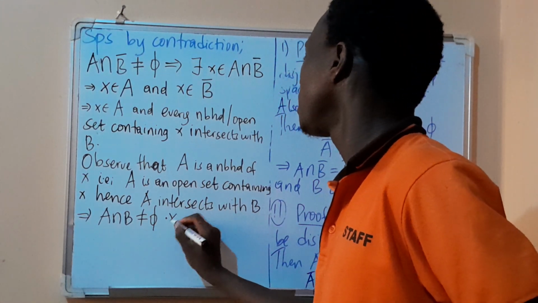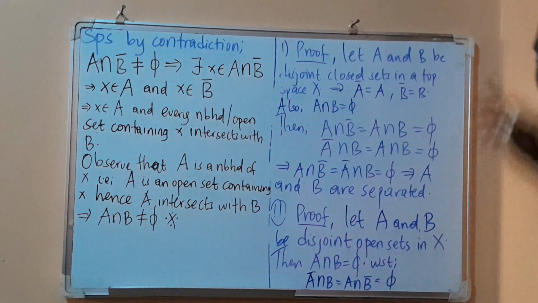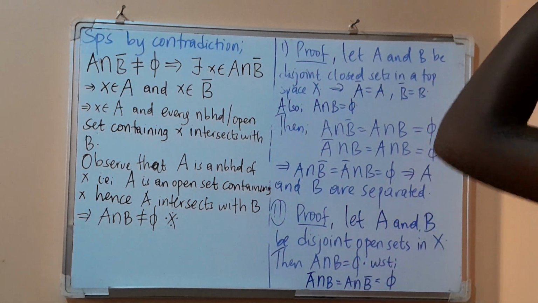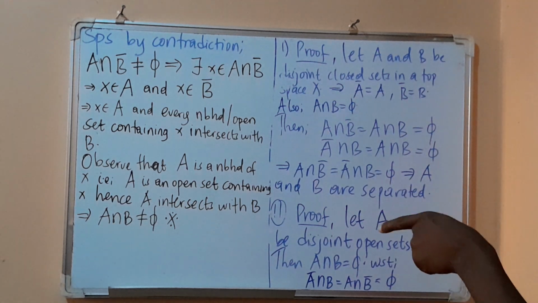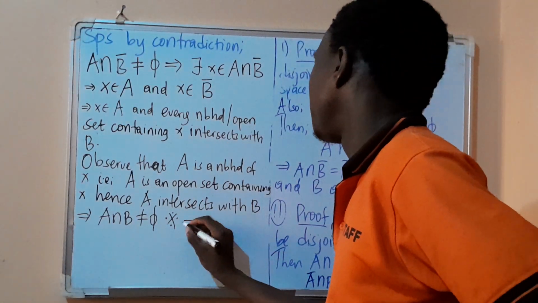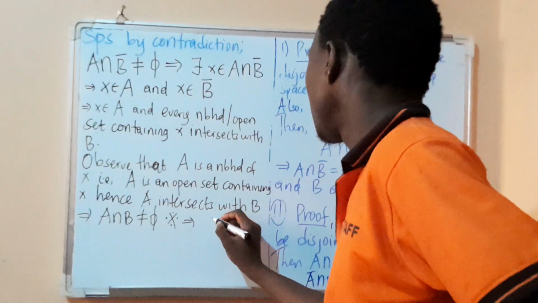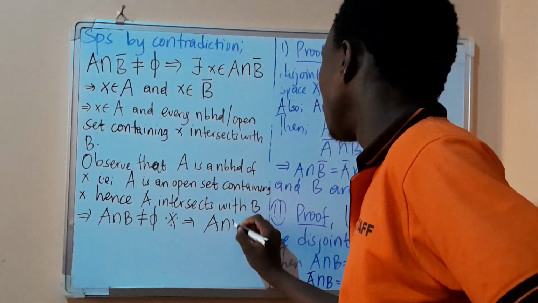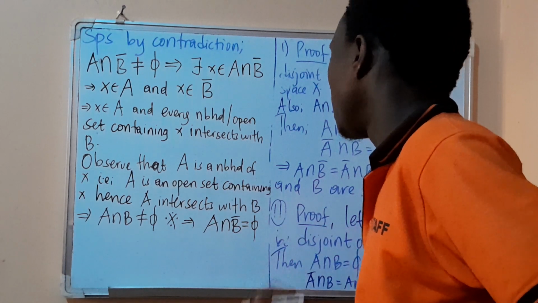Observe that this is a contradiction. It's contradicting the fact that A and B are disjoint, the fact that A intersection B is empty. So our original assumption was actually wrong. So this implies that A intersection B closure is an empty set.